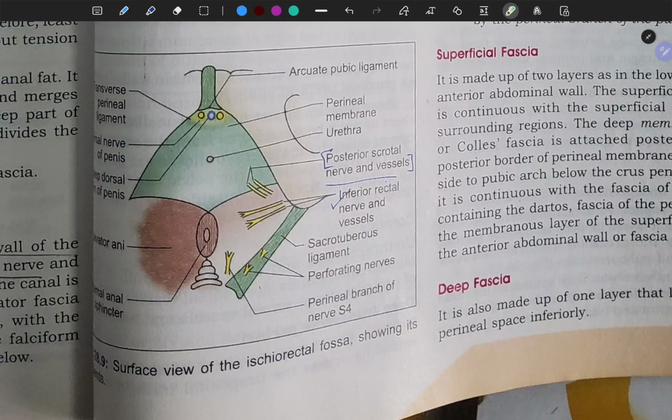So this is the surface view of the ischiorectal fossa showing its contents. This is the internal anal sphincter, the levator ani group of muscles, and the ischiorectal fossa and its contents. The sacrotuberous ligament forms the boundary, and the perforating nerves, perineal branch of S4, the inferior rectal vessels and nerves, and posterior scrotal nerves and vessels will be present.